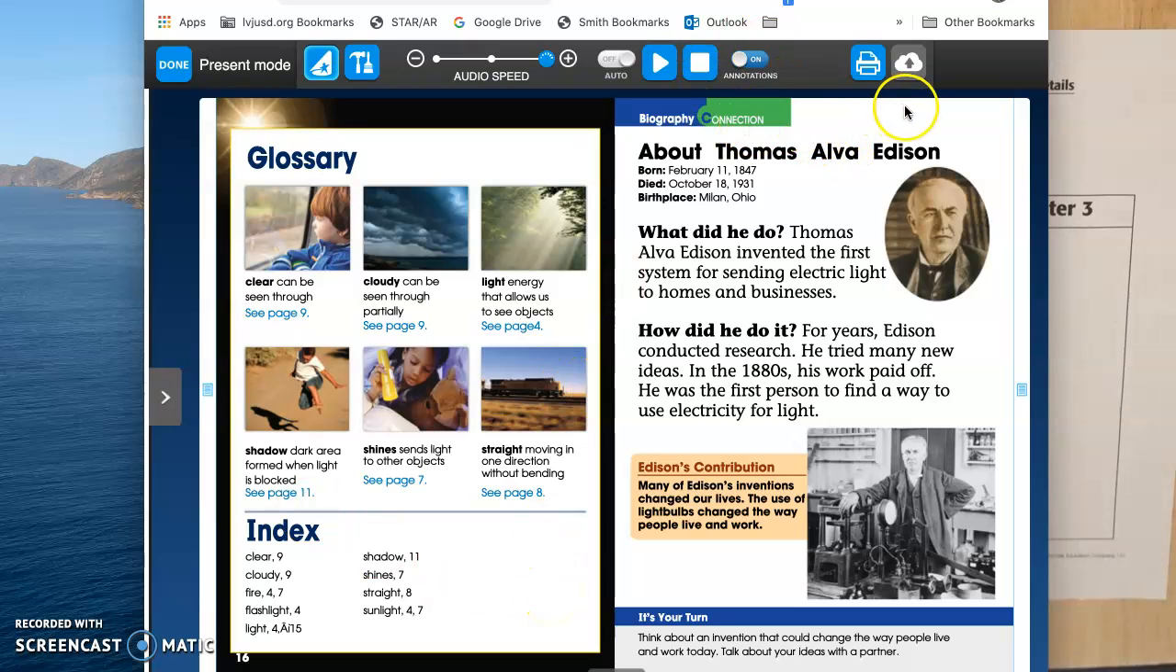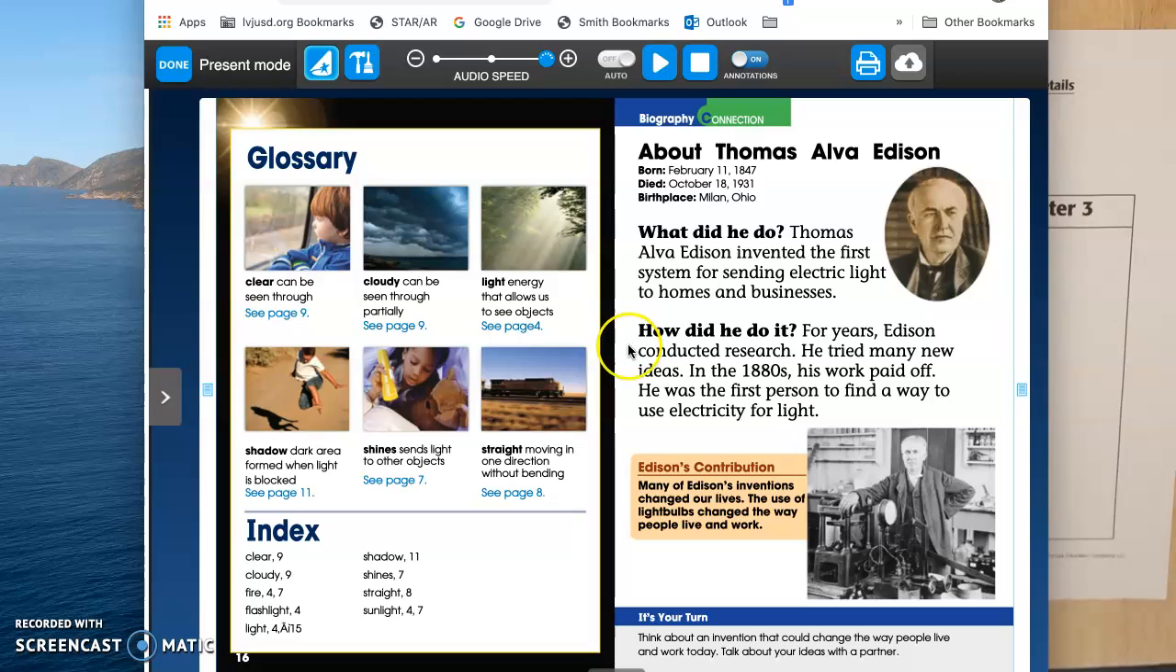This biography connection is about Thomas Alva Edison. He was born on February 11th, 1847. He died on October 18th, 1931, and he was born in Milan, Ohio. What did he do? Thomas Alva Edison invented the first system for sending electric light to homes and businesses.